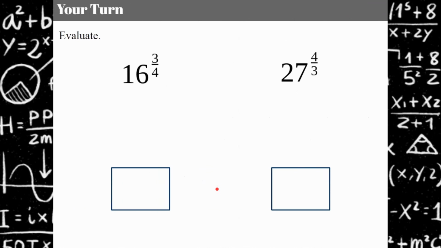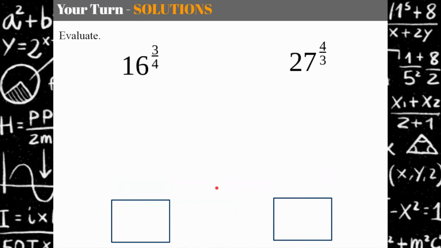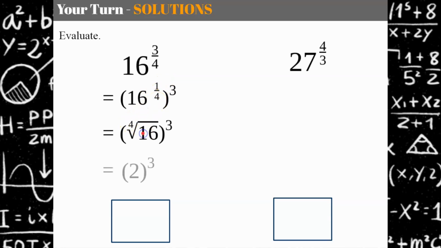Your turn. Please pause, come back and hit play when you're ready to check your work. Welcome back. Let's see how you did. So 16 to the 3/4 can be written as 16 to the 1/4 cubed. 16 is our radicand, and we make our index 4 from this 1/4. The fourth root of 16 is 2. 2 cubed is 8.